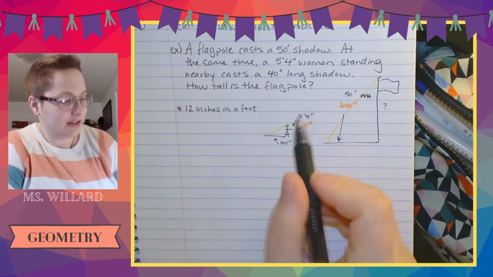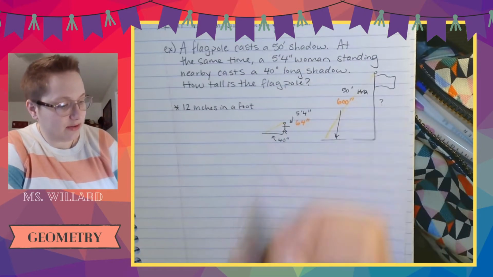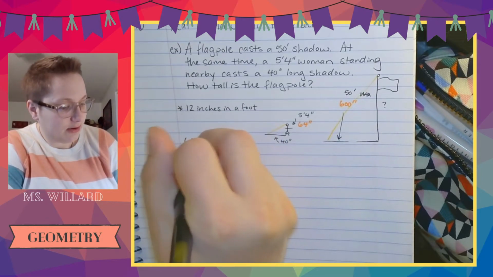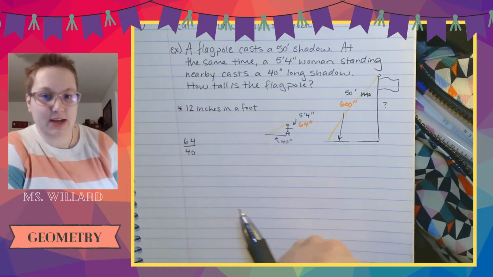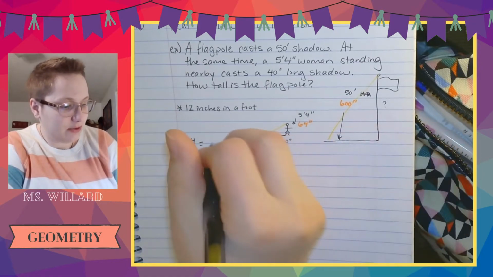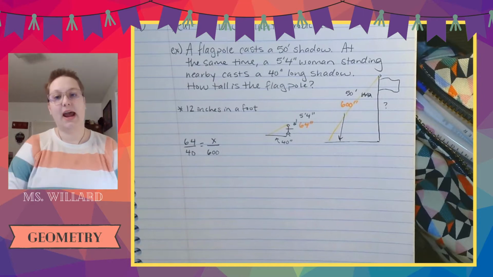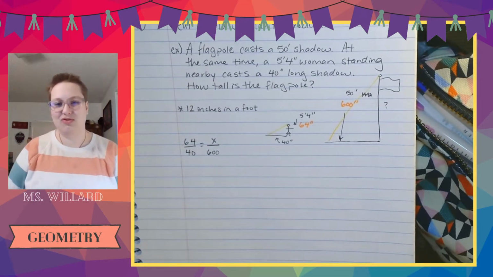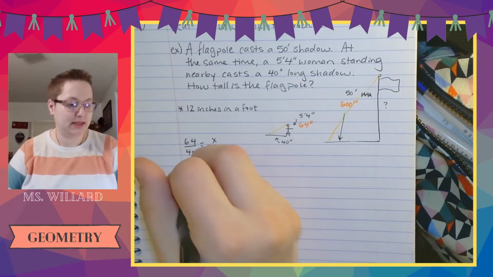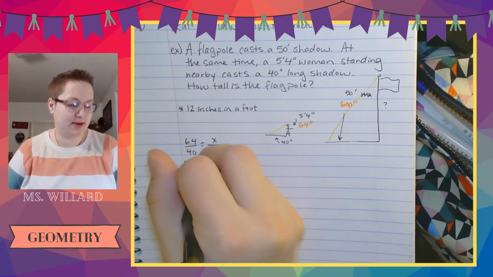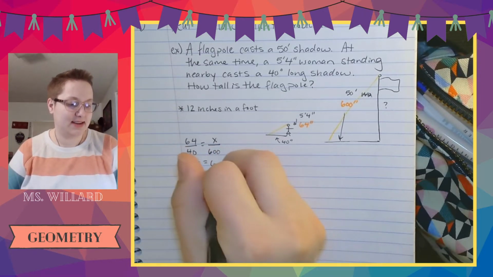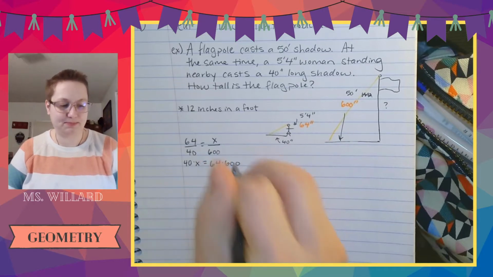So I can do, let's say, height over shadow. So I can do 64 over 40, height over shadow, equals height over shadow. I don't know the height of the flagpole, but I know the shadow is 600. And then I just cross multiply and divide. So it'll be 40 times x equals 64 times 600.